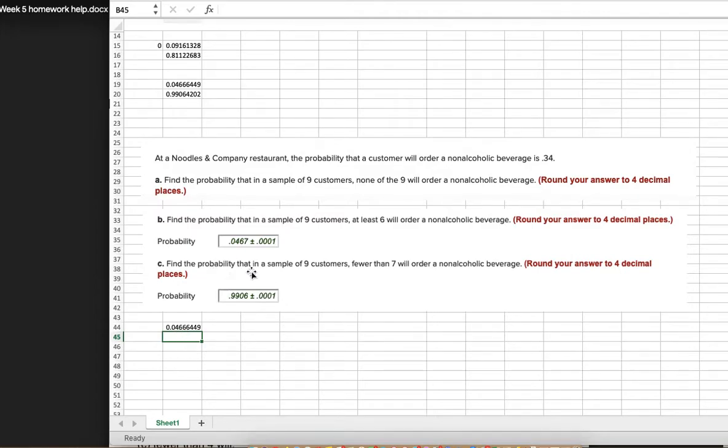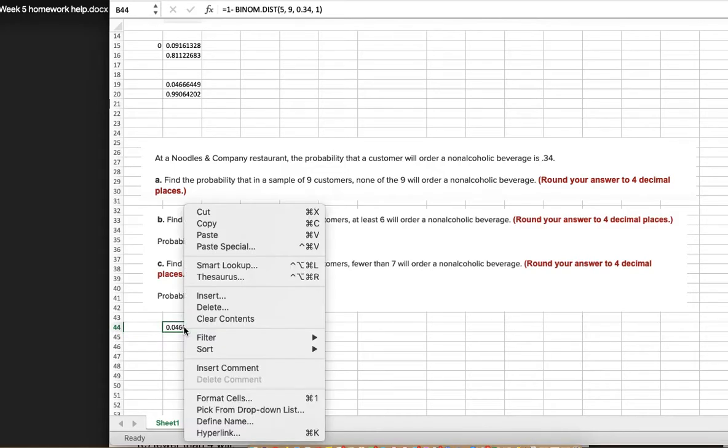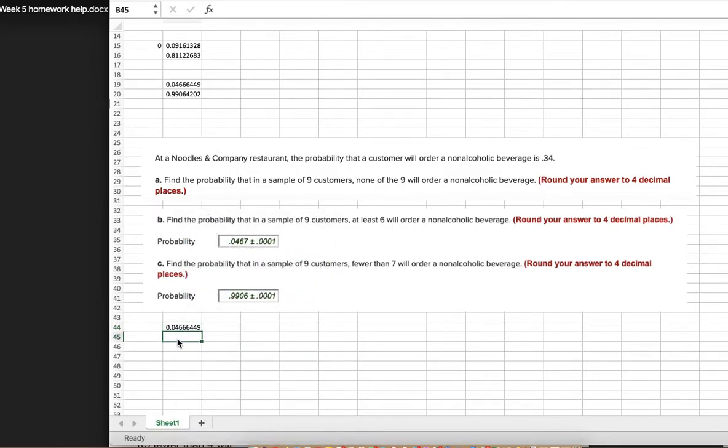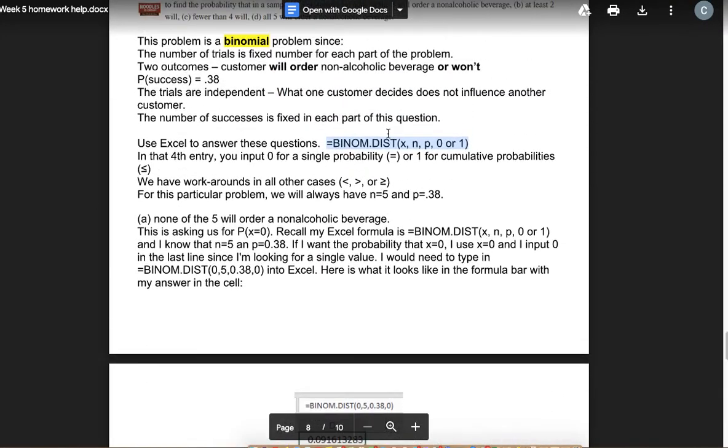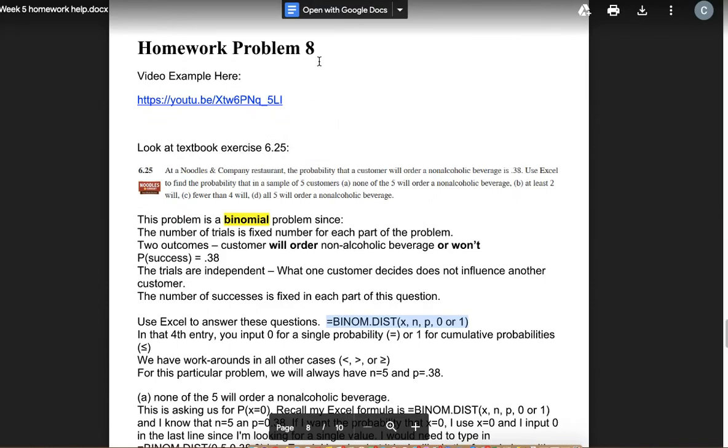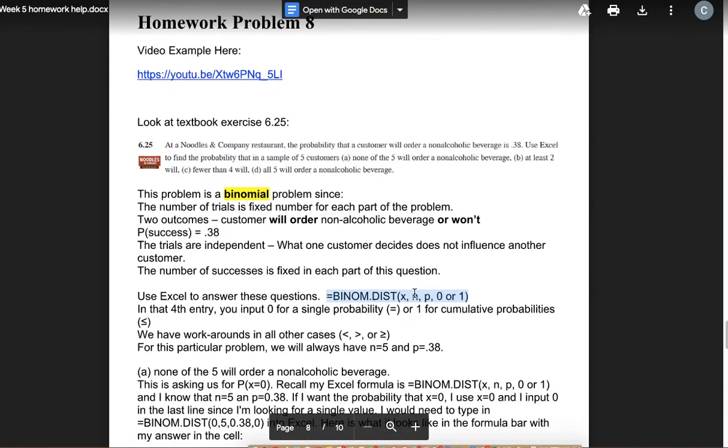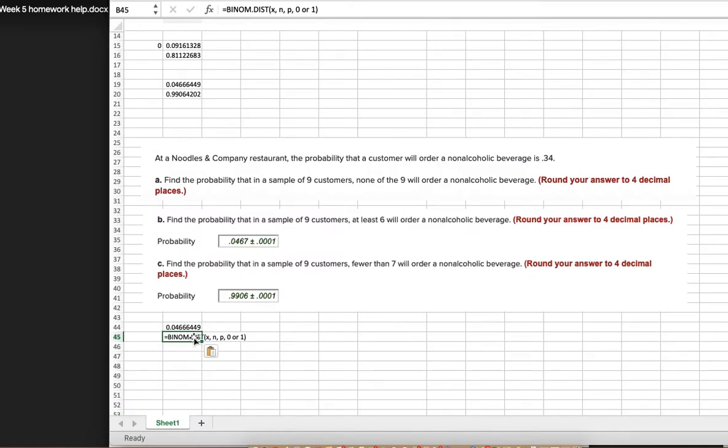And then for this one, find the probability that in the sample of 9 customers, fewer than 7. So fewer than 7 would not include 7. So we want 0, 1, 2, 3, 4, 5, 6. So we can add those all up by just having the formula. I'm just going to put the formula in again, and I just got that out of the homework help, so it's easy for you to access. It's underneath homework problem number 8, and I just copied this and pasted it in here.